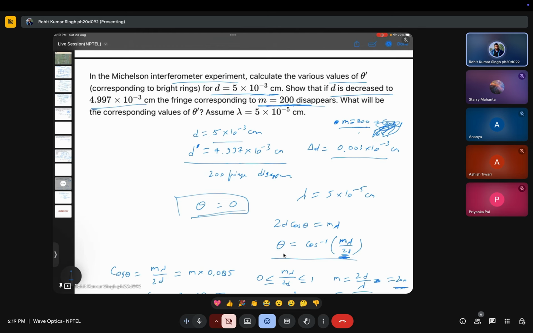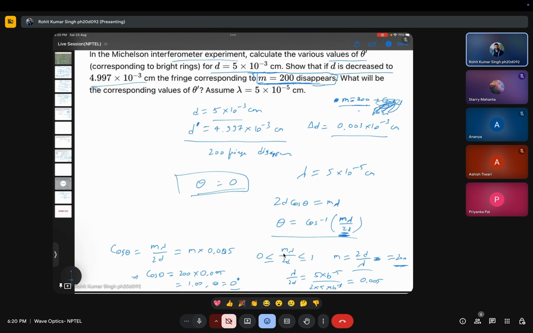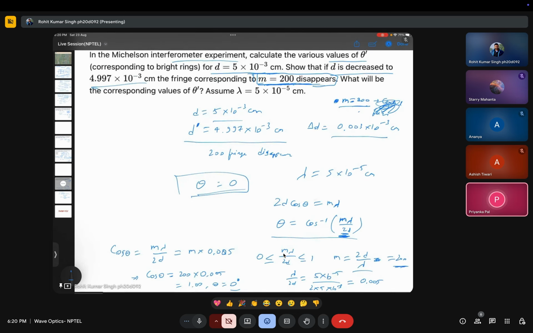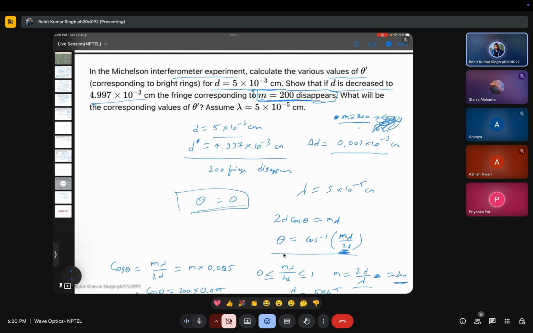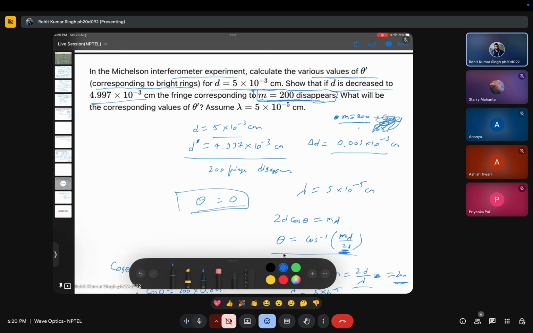But I don't know why this information was given, that the m equal to 200 is disappearing. Sir, m equals 200 fringe is disappearing means it was a bright fringe, right? Oh, okay. Wait. Calculate the various values of theta corresponding to bright rings. Ah, yeah, sorry. Again, I made a mistake. That's why.